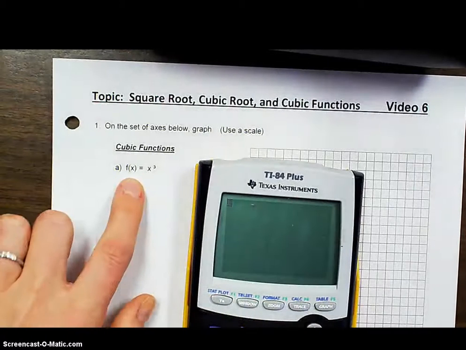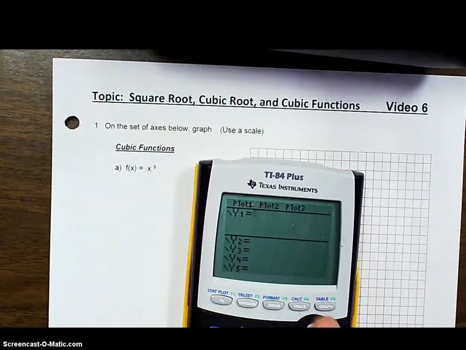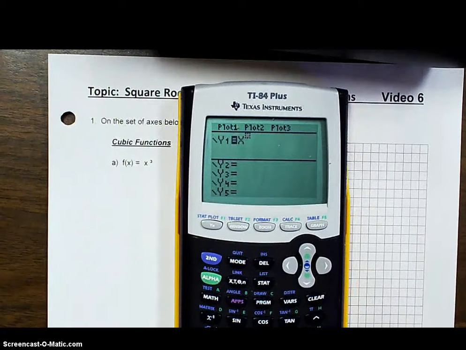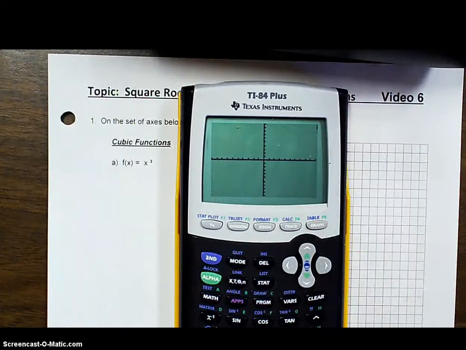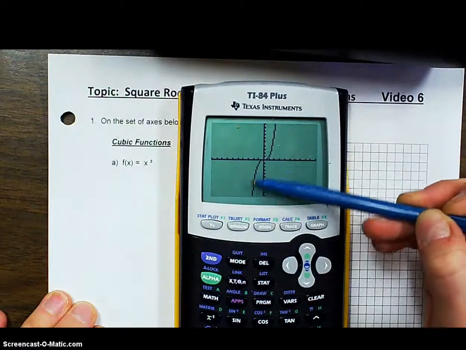Remember, f of x is just a fancy way of saying y equals. And now we're going to type in x. Remember, the raised to button is underneath the clear button. It's raised to the third power. All right, let's hit graph. Look at that. That's what we want it to look like. We want it to look kind of like almost an S a little bit.